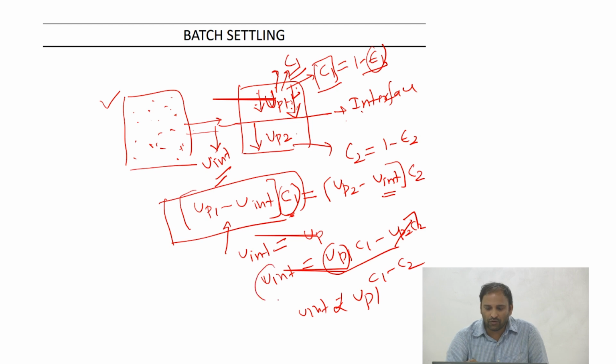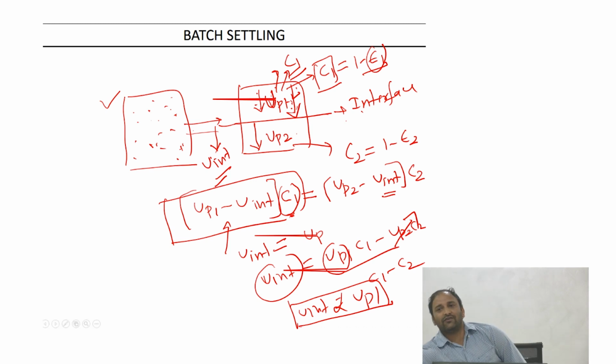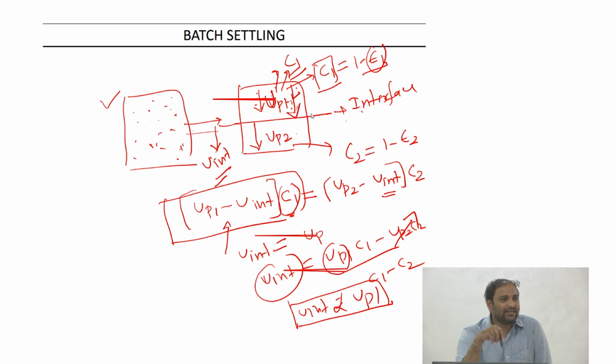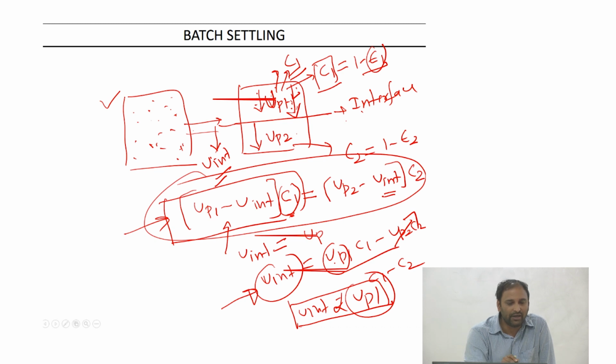Therefore if you just monitor u_int, that is the interface velocity, I can directly calculate the particle settling velocity, okay. So if you have cases where there's an interface between the clear fluid and a zone where you have particles of some concentration, I can use this formalism, the settling flux or the mass balance. If I get an expression for u_int, I can calculate the settling velocity just by monitoring the interface velocities, right.